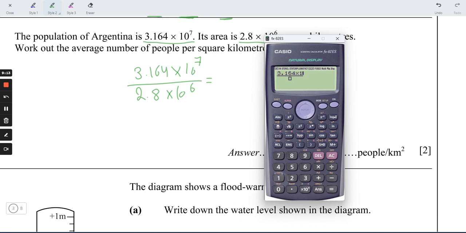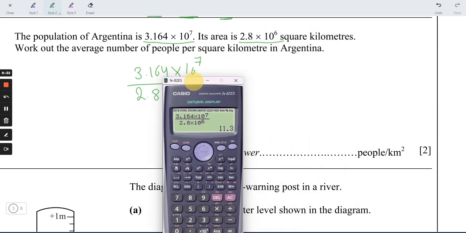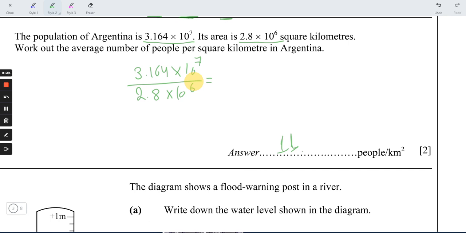3.164 times 10 to the power of 7 divided by 2.8 times 10 to the power of 6, and this will give us 11.3 people per kilometer squared.